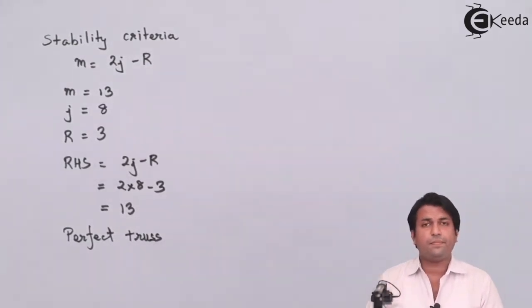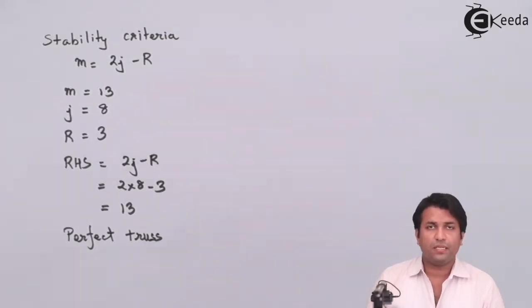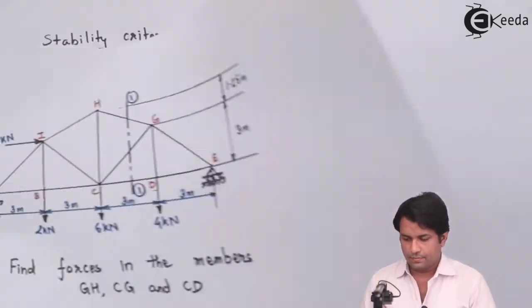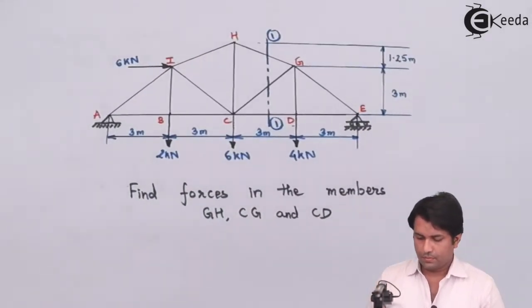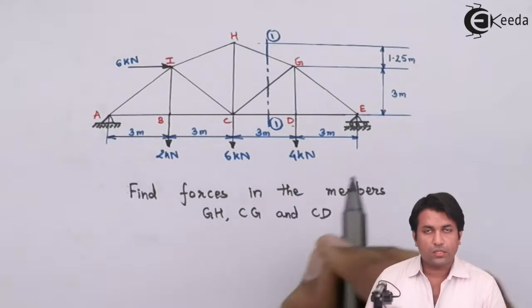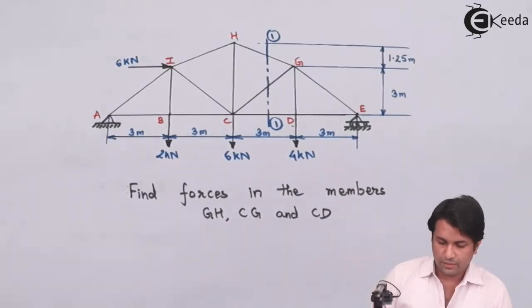Now, the next step that we do in solving the trusses example is we find out the support reactions. Now, to find out the support reactions, hinge support is having two reactions, and roller support is having one single reaction.